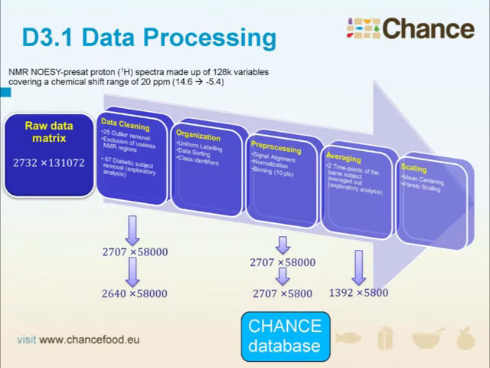So in our raw data matrix, we had these 2,732. We needed to do some data cleaning, organization, sorting, so we could identify the different samples, pre-processing, because of course the samples were randomized when we measured, pre-processing, averaging, because we had 2 time points, so we decided in many of our comparisons to superimpose the 2 or to average the 2 time points, and we also had to do scaling. And all this ended up in the CHANCE database.